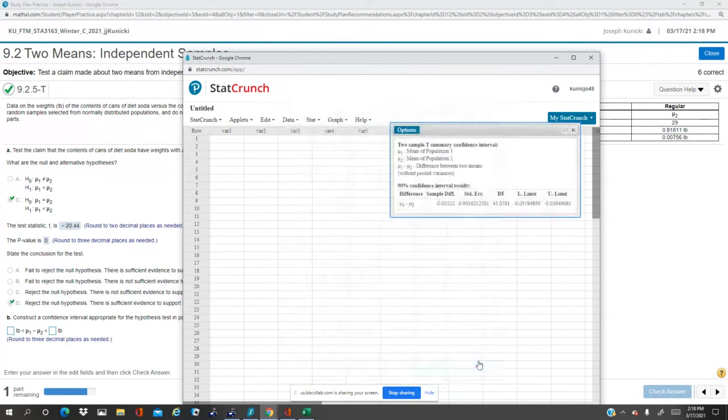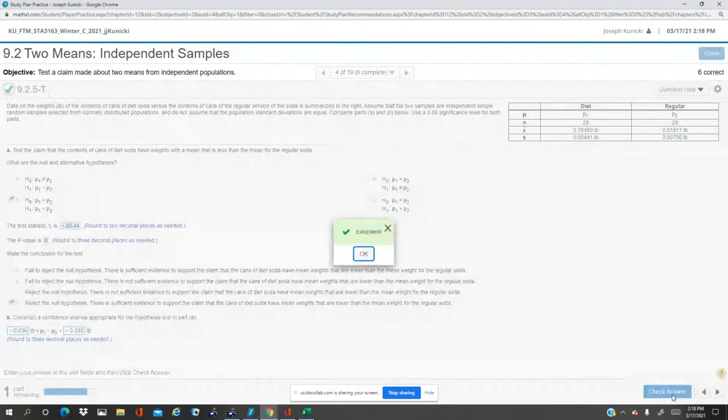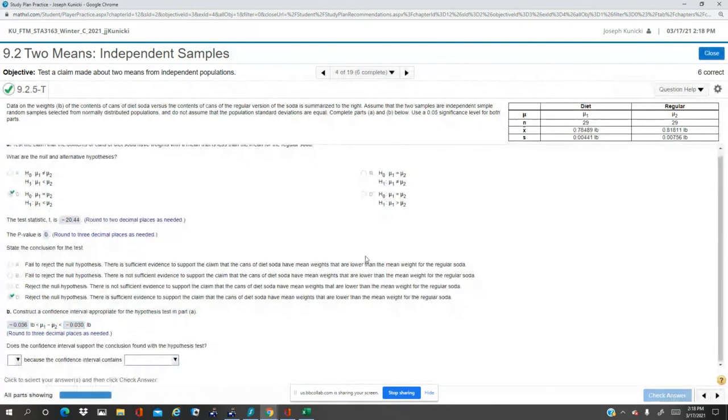And so we compute. And to 3 decimal places, it'll be minus 0.036 to minus 0.030. Once again, it's all negatives. No 0 in the values. 0 is not in that interval.